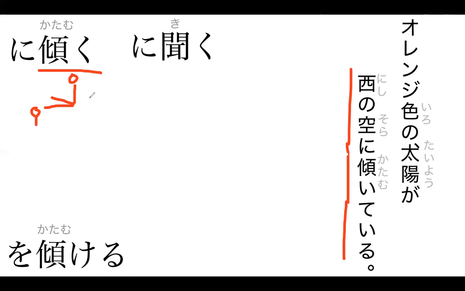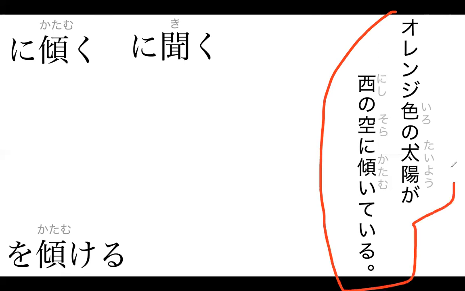Yes. So that's why we have ni here. Because the sun is not necessarily being affected by the tilting action. It's just that that is the direction in which it is tilting. So altogether, what does this say?